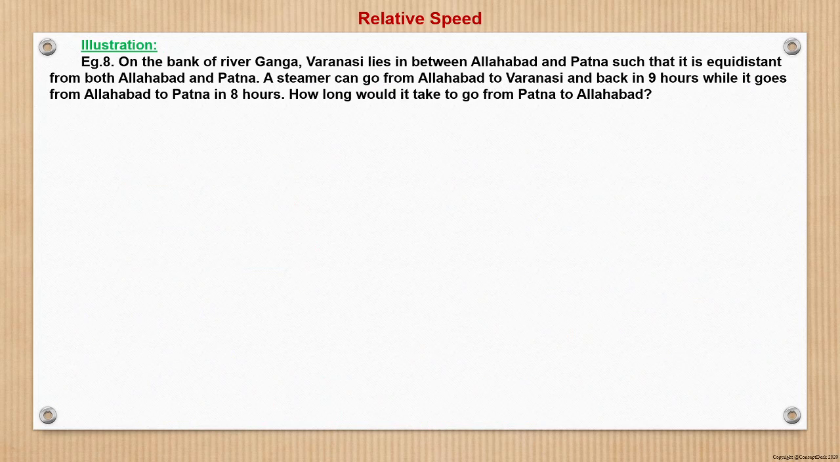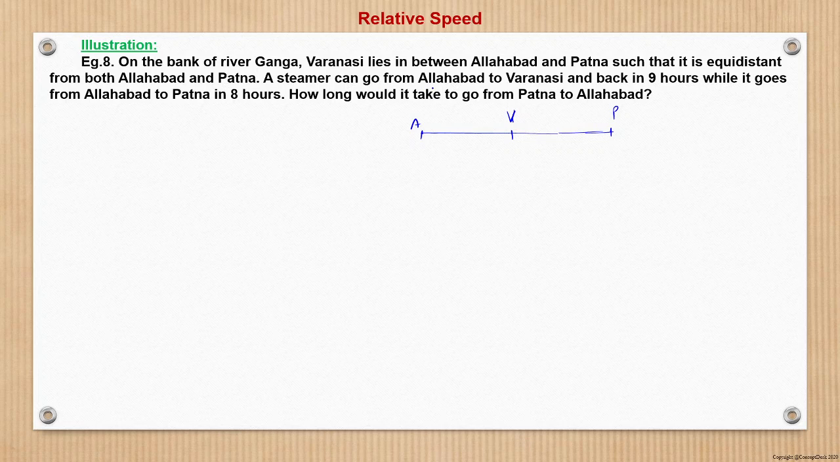Now moving to question number 8. Here it says that on the bank of river Ganga, Varanasi lies in between Allahabad and Patna, such that it is equidistant from both Allahabad and Patna. A steamer can go from Allahabad to Varanasi and back in 9 hours, while it goes from Allahabad to Patna in 8 hours. How long would it take to go from Patna to Allahabad? So easier problem only. See, here is a point Allahabad, in the midpoint is Varanasi, and then here is Patna.